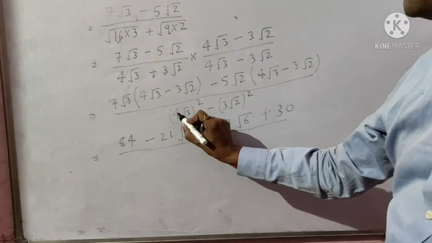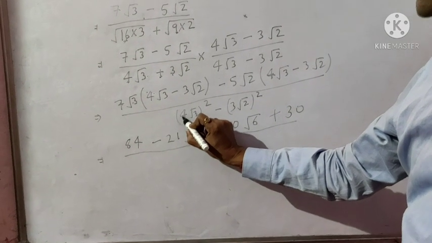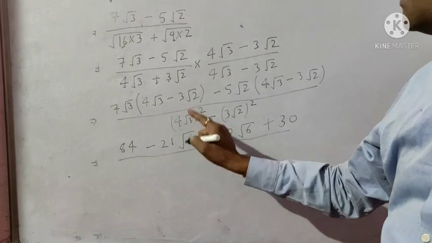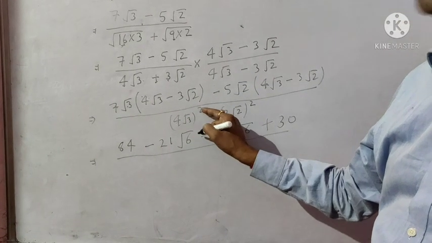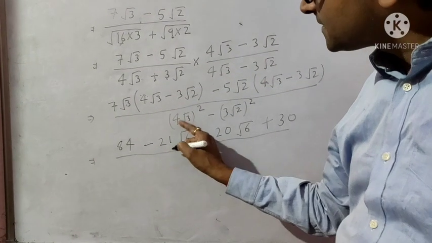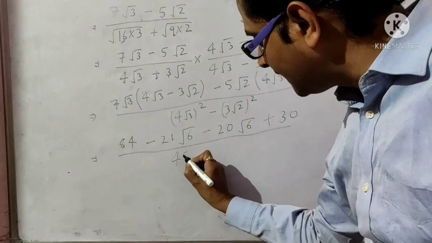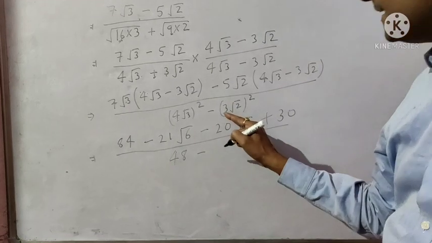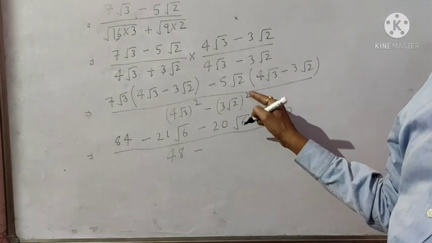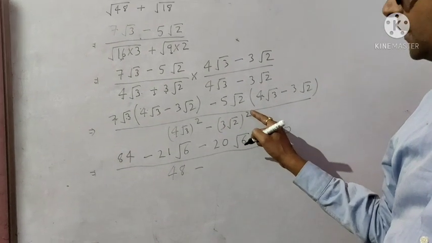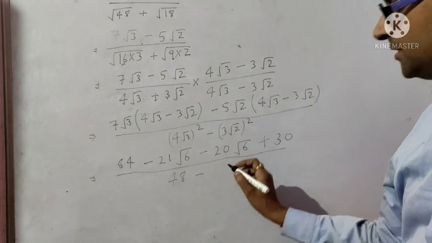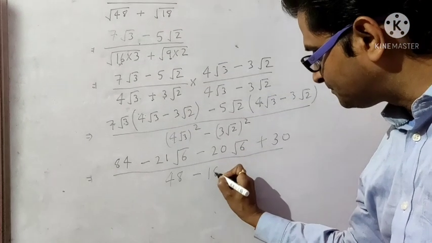First of all student, you have to square the value of 4, that means 4 square is equal to 16, and root 3 whole square is equal to 3. So 16 into 3 is equal to 48. Here the value is 48 minus 3 whole square is equal to 9. 9 into 2 is equal to 18.